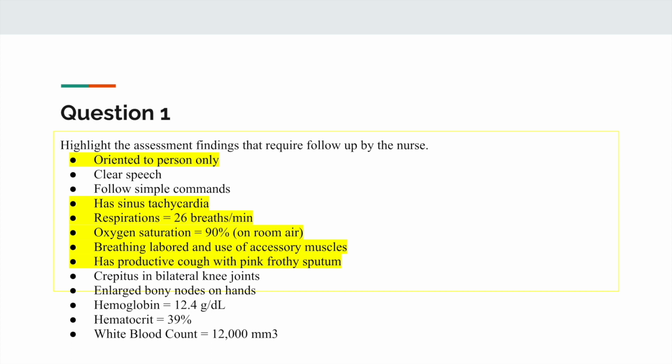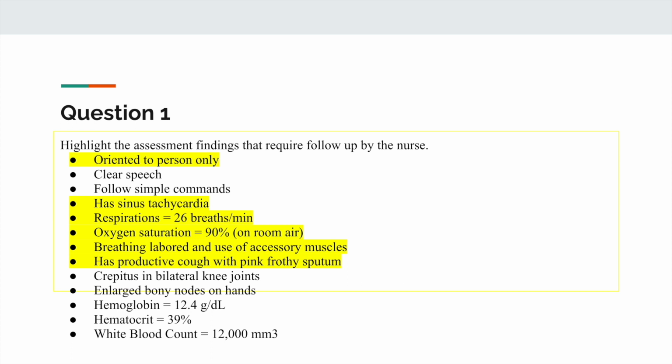Follows simple commands, that's also fine. They kind of try to trick you in a way, like, oh, does "follow simple" mean she can't follow complex? It doesn't really matter. It's saying she follows commands. She's not confused and things like that, so following commands is good. Has sinus tachycardia. It's not normal sinus rhythm, right? It's not 60 to 100. It's abnormal, so that would be an indication.